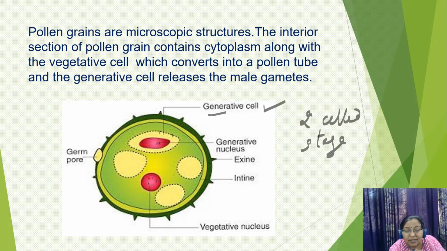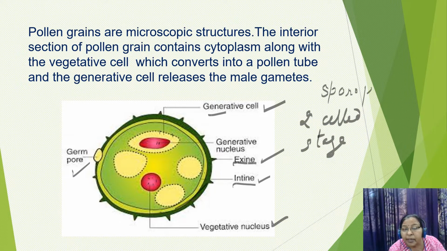This is the generative nucleus and cytoplasm together, the generative cell. And this larger one is the vegetative cell. It is the vegetative nucleus, and this whole cell is called the vegetative cell. This cell produces the pollen tube. When the pollen is going to germinate on the stigma, it will produce the pollen tube. This is the germ pore. This is the external wall of the pollen, which is very thick. It is called the exine. An inner layer made up of pectins and celluloses is called the intine. Exine is made up of a very resistant substance called sporopollenin.